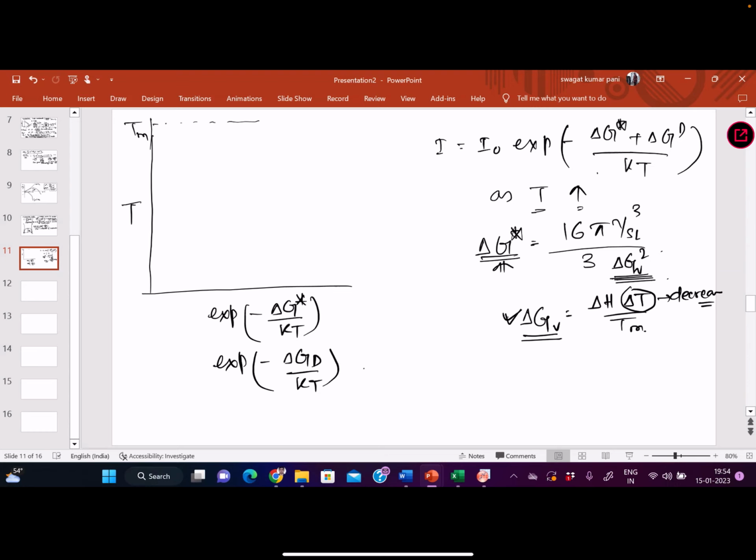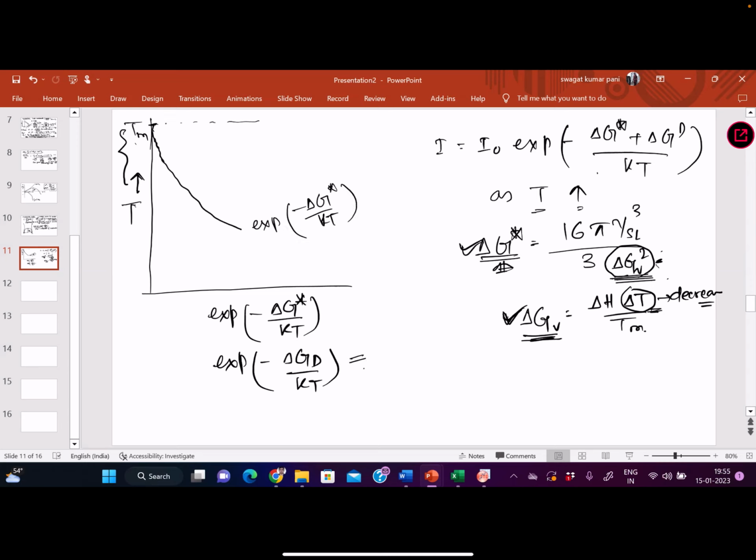The difference between the melting point and the temperature where the transformation occurs is called undercooling. So if this temperature is going up, that means this gap is decreasing gradually. That means delta T is decreasing, or undercooling is decreasing. So this will decrease delta GV, and delta GV is in the denominator of the expression for delta G star. So if this is decreasing, this will increase. So the curve will go like this. This is for exponential minus delta G star by KT.